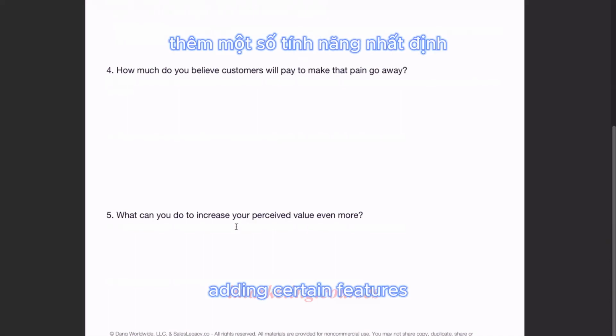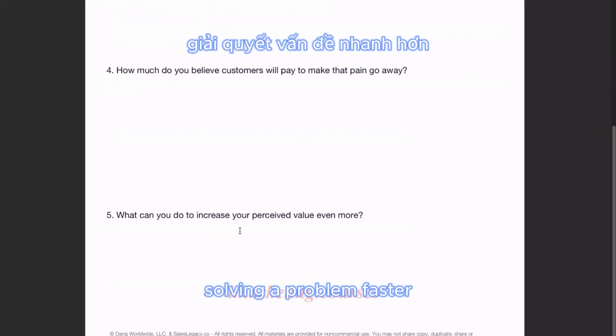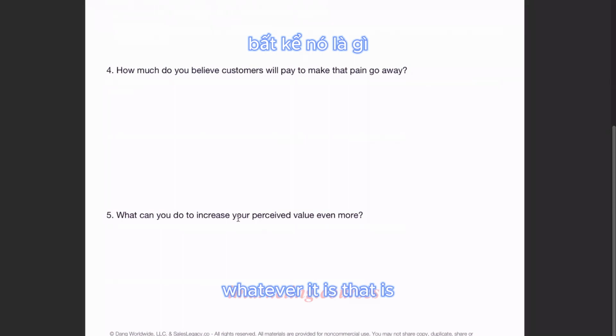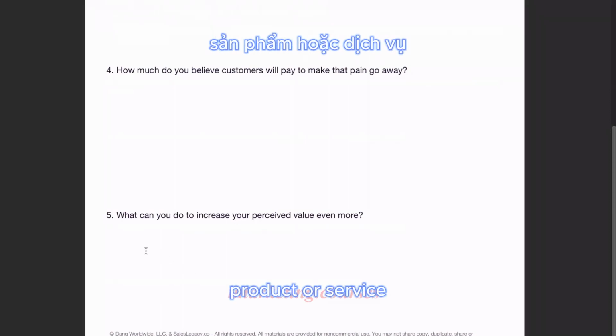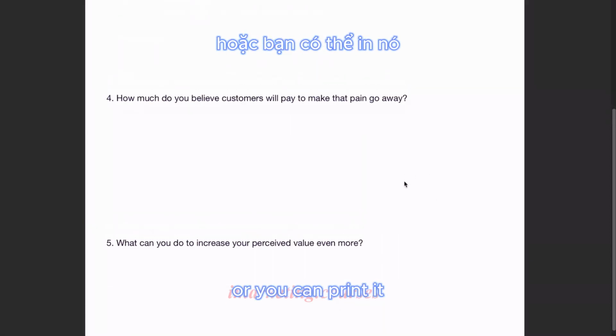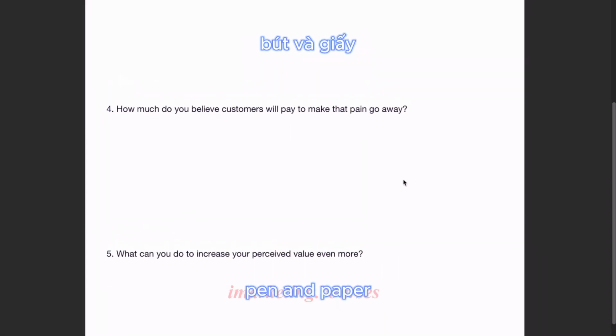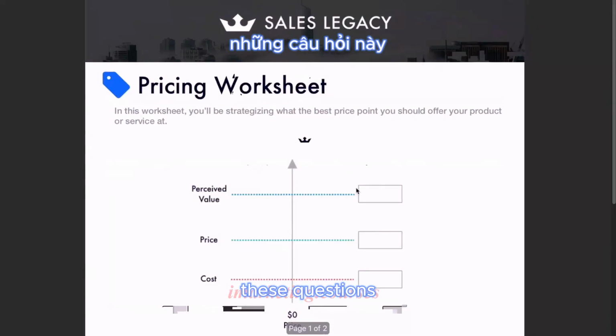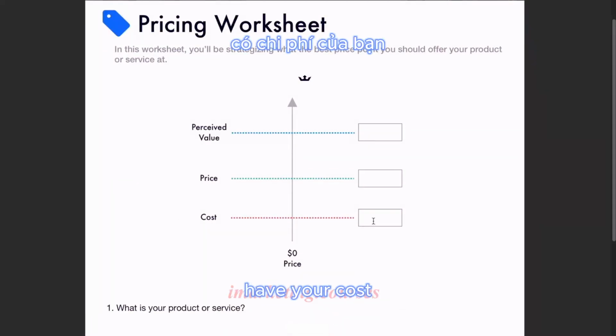Maybe that's adding certain features, solving a problem faster, creating a better brand, whatever it is that is unique for your product or service. This is where you want to brainstorm your ideas. Again, you could write directly on this PDF, or you can print it out and write with pen and paper. Once you answer these questions, you want to then go back over here. You already have your cost, you have the price that everyone else is charging, and then your perceived value, assuming you want to charge higher than other people, you want to put it over here.